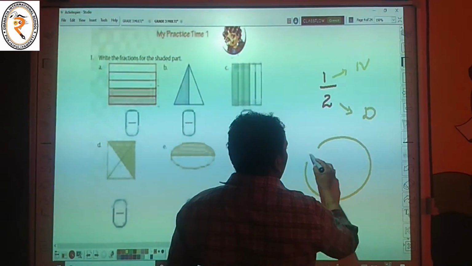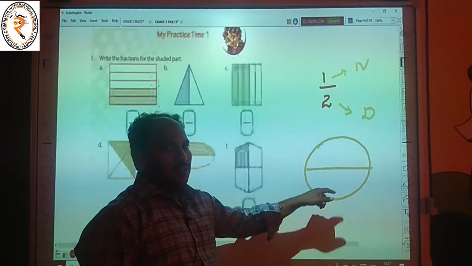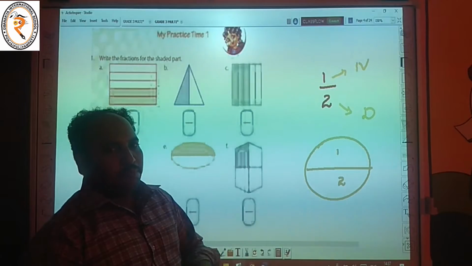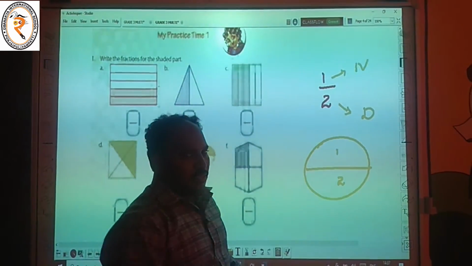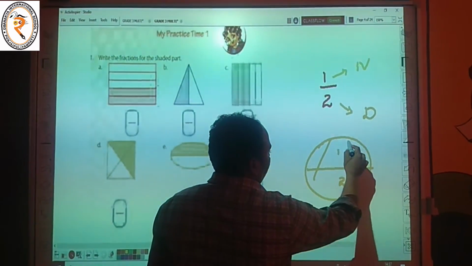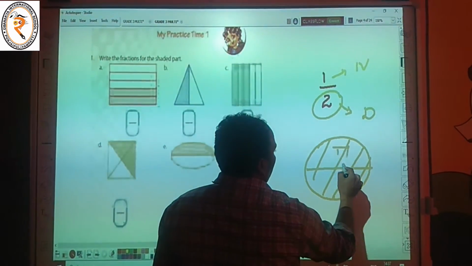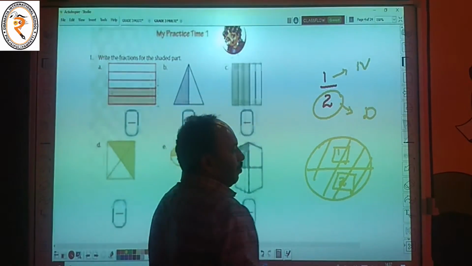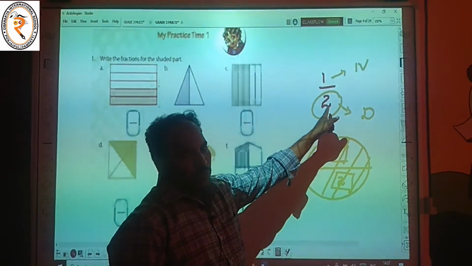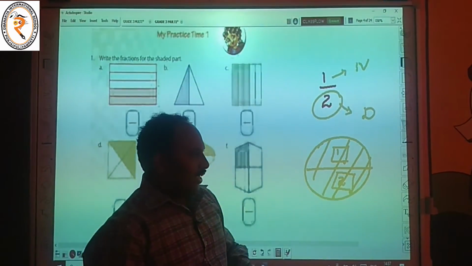That means draw a circle. We have two parts, 1, 2. Here fraction means part of whole. So 1 by 2. Here total portion is 2. That means total parts 1, 2. We have two parts. So the number of portions is 2. That is called the denominator.